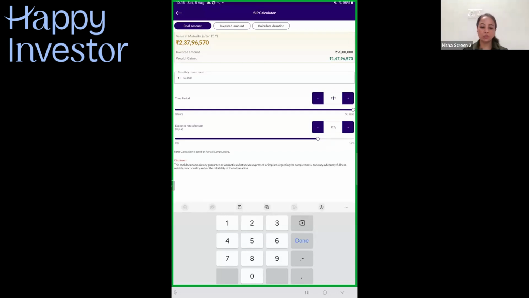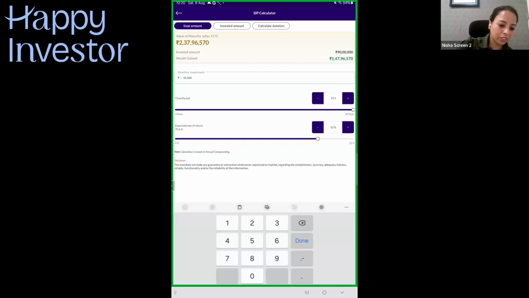So as you can see, the value at maturity, right? The corpus that we are creating is approximately 2.37 CR. Now, I would request you all to keep these numbers in mind for a brief period while we look at the step-up SIP calculator for the same period, and let's see what difference it makes. My colleague will also be sharing the screenshots in the chat so that you can refer to those numbers.